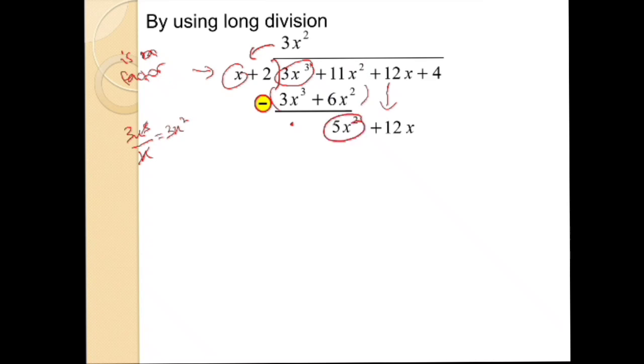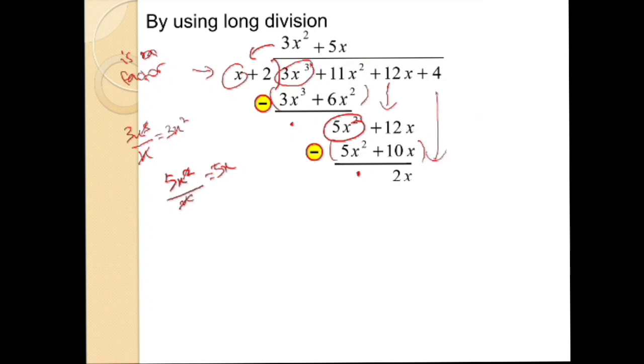Remember, it's just the first terms. Divide these two, cross everything out, you have 5x. Write that as your quotient term. Multiply 5x with the divisor. 5x times x is 5x squared, plus 2 times 5x is 10x. And then you have to subtract these two. Write a bracket there. 5x squared minus 5x squared must equal 0. If it's not, something is wrong with your quotient term. And then 12x minus 10x is equal to 2x. Bring 4 downwards.